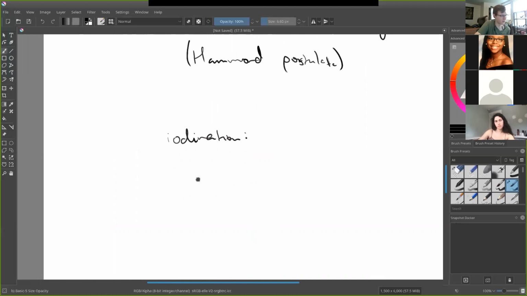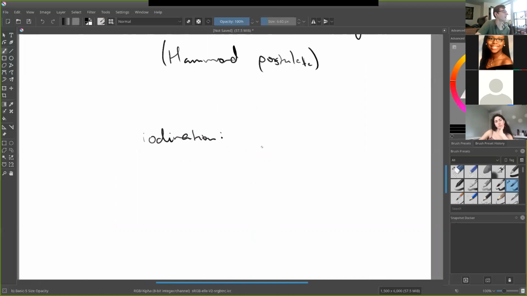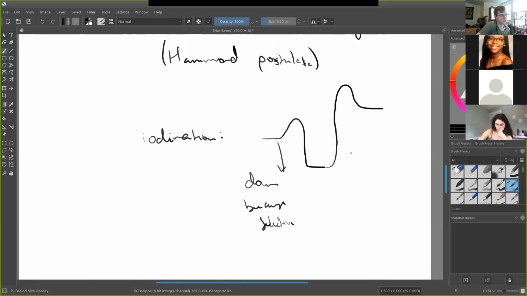So this iodination, I hope that's how you say it. What it does is it starts from up here, from somewhere, wherever, and then it's selective. But then once you're there, it goes way up because it's endothermic. So I think that would be what happens.